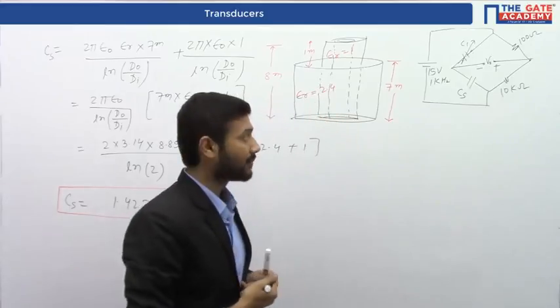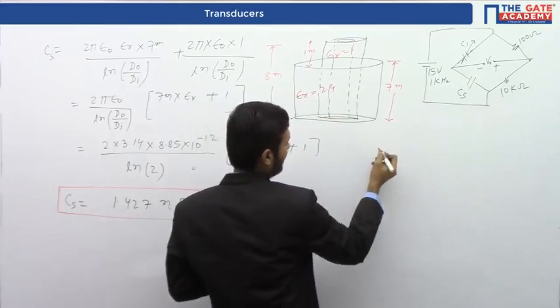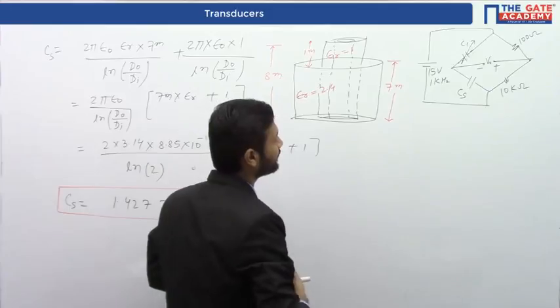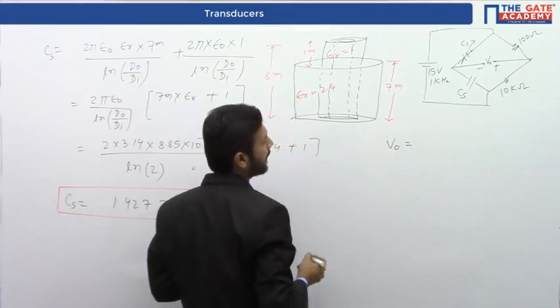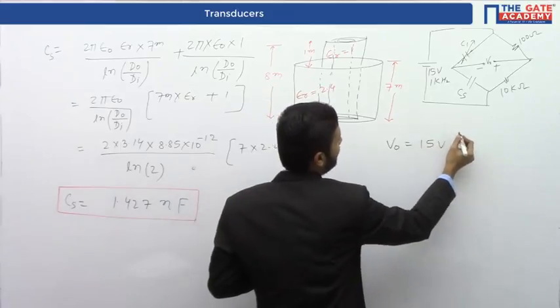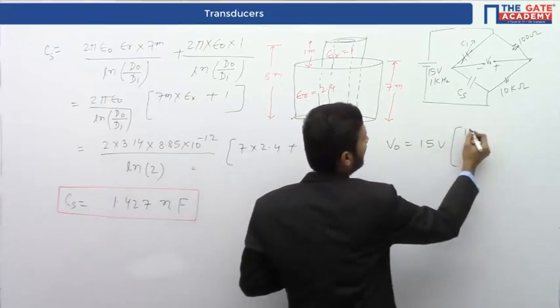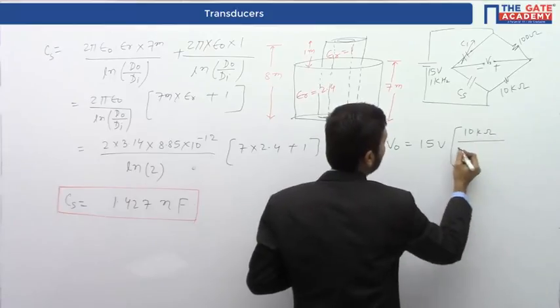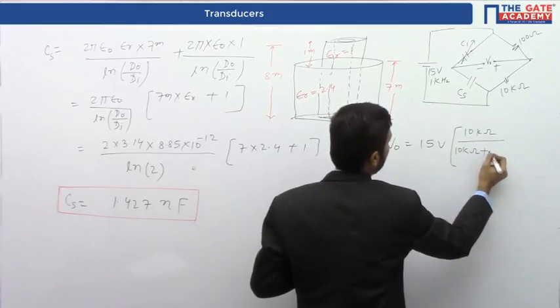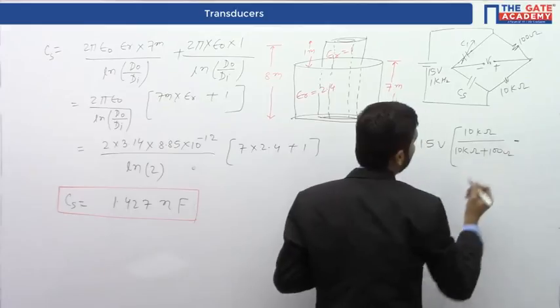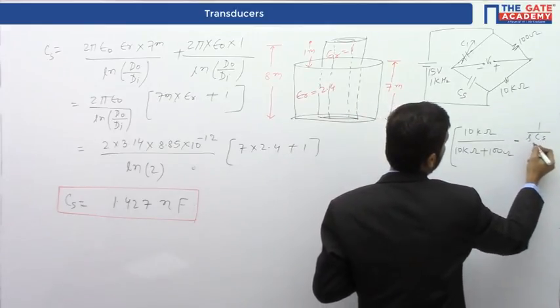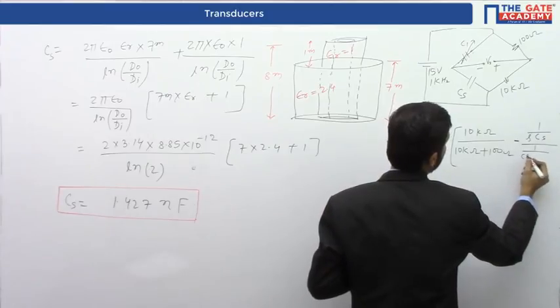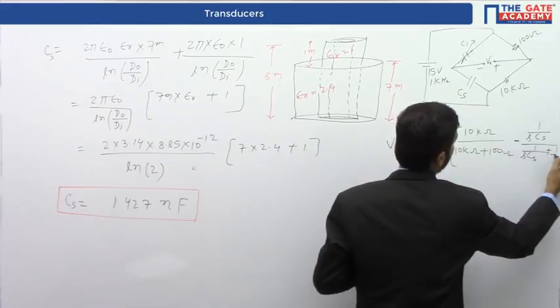Now we can write this V0 equal to the 15 volt source into 10 kilo ohm by 10 kilo ohm plus 100 ohm, minus 1 by sCs by 1 by sCs plus 1 by sC1.